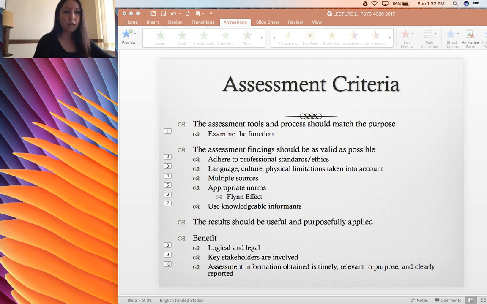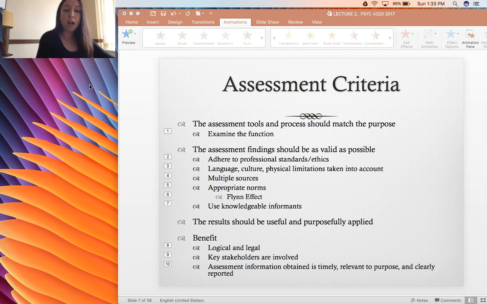Look at multiple sources, getting information from multiple people: the individual, family members, and people they may work with or interface with. Make sure the norms are appropriate. The scores we get from a lot of these measures are standardized scores, which means the scores are compared to other individuals of the same age. So we want to make sure the norms used are up to date. Usually assessments are renormed about every 10 years, and we'll talk more about this in lecture 3. There's something called the Flynn effect, and there's a little video about it: over time, IQ scores, for a couple of possible reasons, seem to be increasing. So if you use out-of-date norms, the score you obtain from a measure might not be as valid.